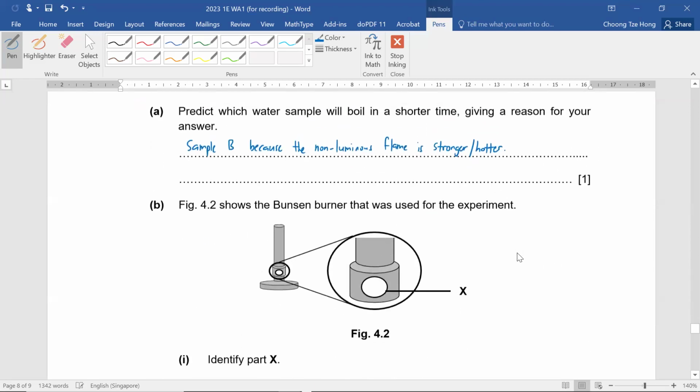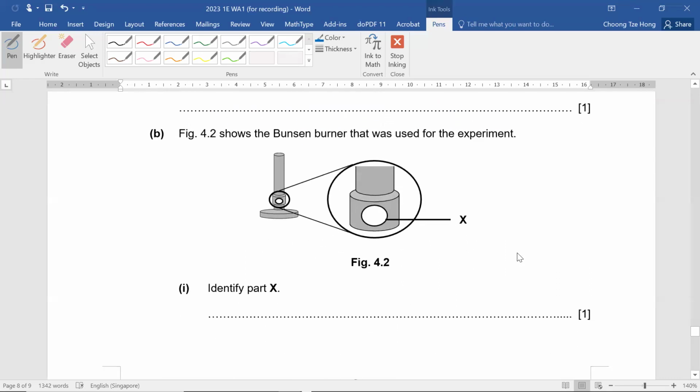Okay, so the next part, figure 4.2 shows the Bunsen burner that was used for the experiment. So identify this part, okay? They want to identify what this opening is. If you recall, this opening is called the air hole. It's basically something that allows air, okay, oxygen, to enter the Bunsen burner, so that this oxygen can mix together with the fuel, and with a supply of heat, will be able to produce a flame, right?